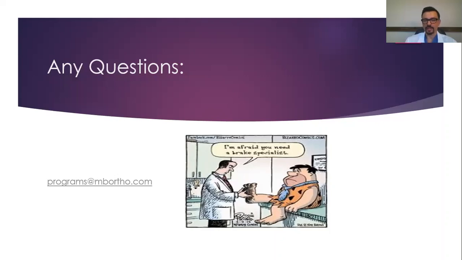Recovery times for severe cases where we are doing the Lapidus arthrodesis, you're looking anywhere from 4 to 6 weeks non-weight bearing, followed by protective weight bearing in a walking boot, and physical therapy to follow as well.